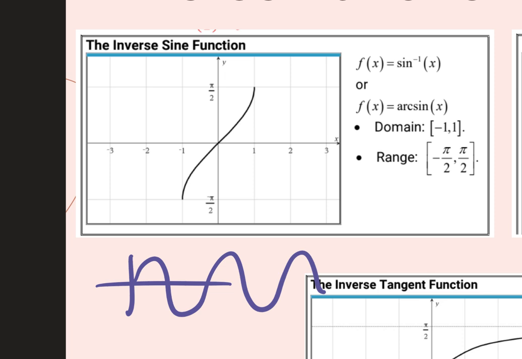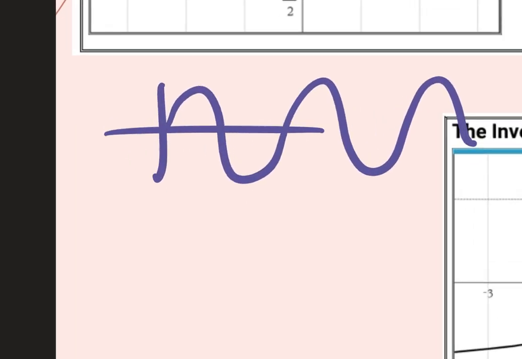We need that part of the curve to have both positive and negative values of sine, and we need it to be one fluid part of the curve. So for sine, I can't take this part of sine and then this part of sine because that's not a continuous curve. So for sine, we take from negative pi over 2 to positive pi over 2. This is the part of the curve we restrict it to in order to find its inverse. You with me so far?